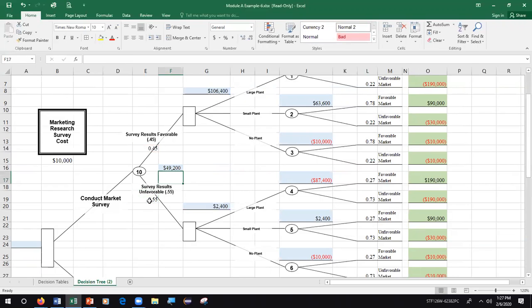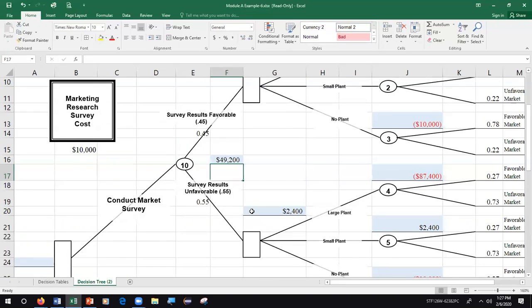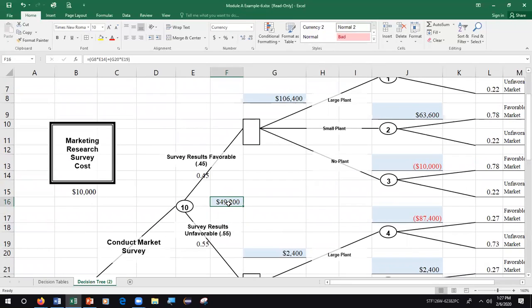Do these make it bigger so we can catch the numbers? All that on the screen. So that's equal to this 106 number up here times its probability of 0.45, plus this number down here times its probability of 0.55, for the 49,200.